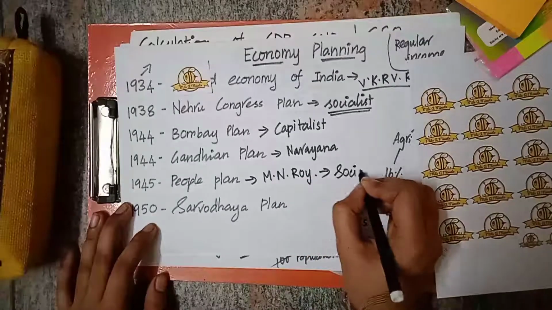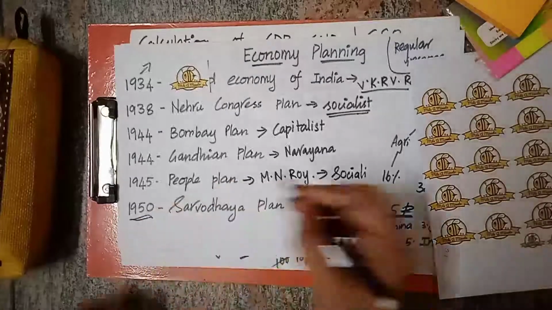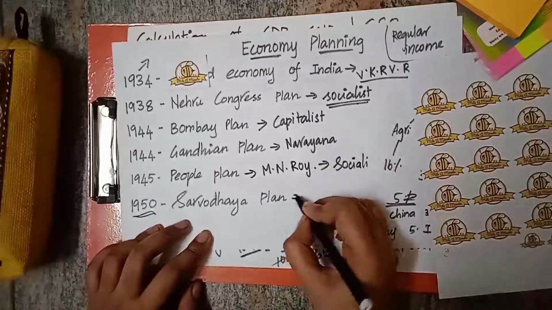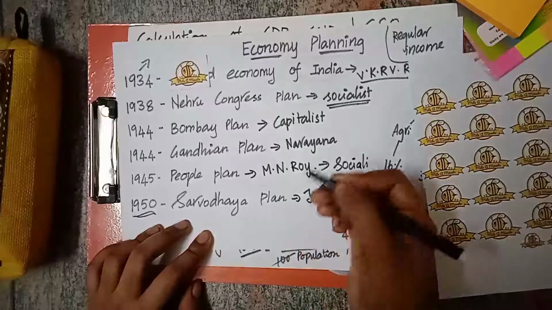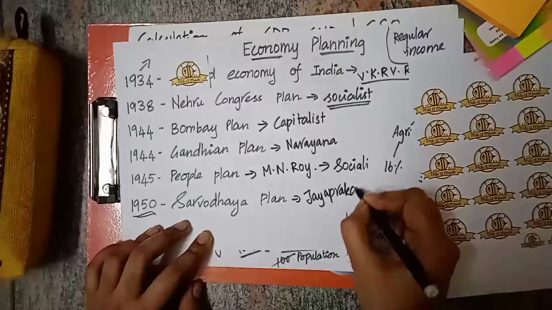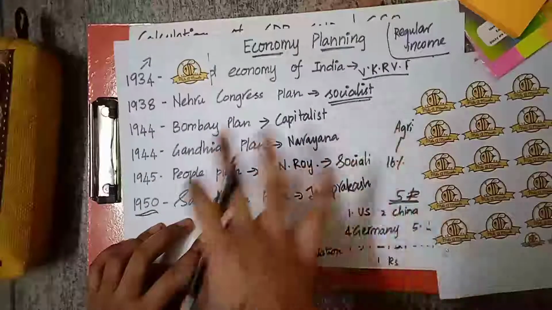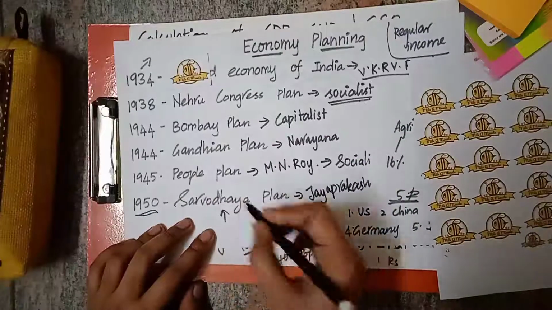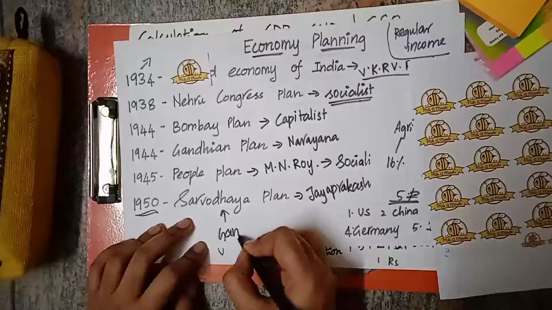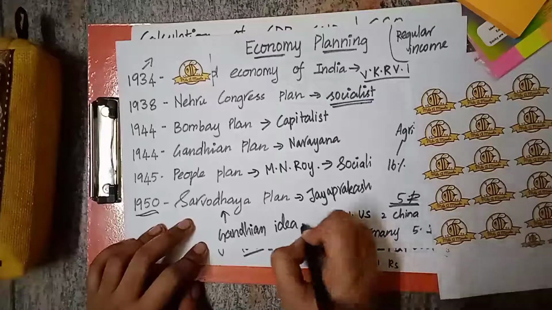And then we have the Sarvodaya Plan, in 1950. This is by Jayaprakash Narayanan. Jayaprakash Narayanan was a close friend of Subhash Chandra Bose. He had a thought of taking the Indian economy in a Gandhian direction. His idea also relates to the Gandhian idea. So these are the ideas which we had.